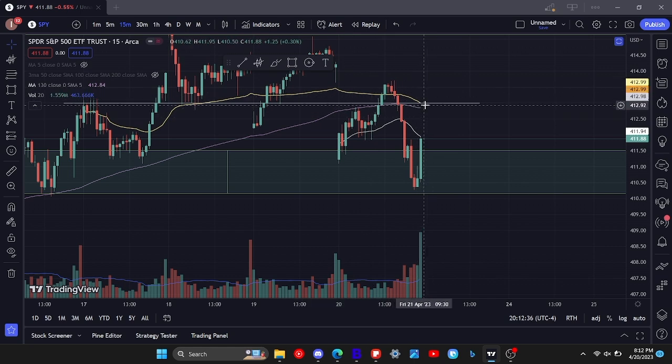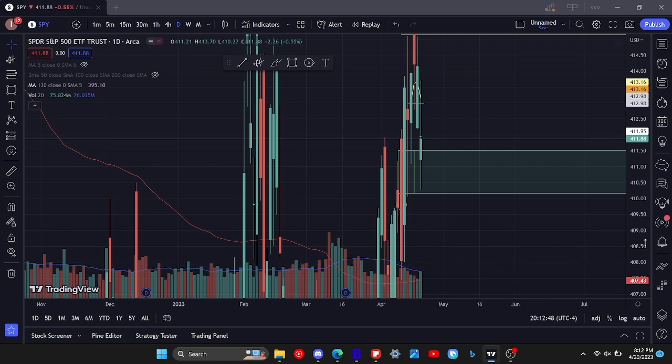To summarize, watch out for the 410 area again. If it finds buyers, watch out for a bounce towards the 413 zone for a potential area of resistance. If it falls under 410, I'll be keeping an eye out for 407.43 and 406 to the downside.